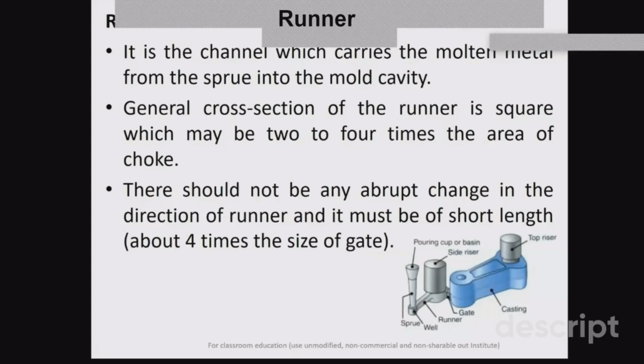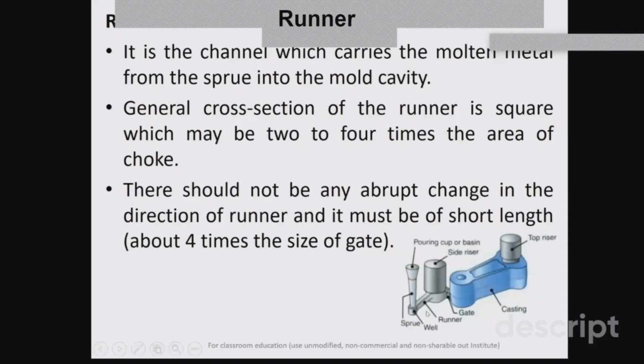And there should not be an abrupt change in the direction of the runner. Just like you see here, there is an abrupt change in the direction of the metal flow. That should also not happen, because it may induce the turbulence effect. And if it is happening, then you should fillet the channel. You should make a curvature in the channel of the runner. And its length also should be short.